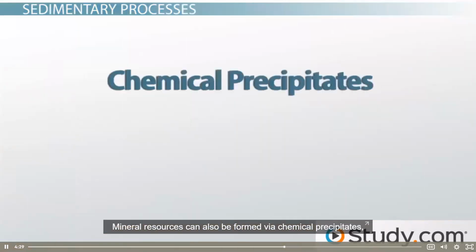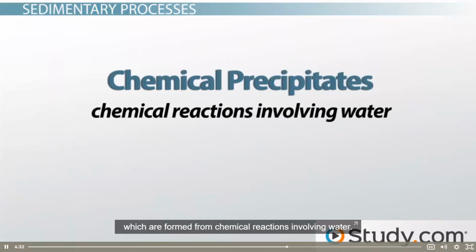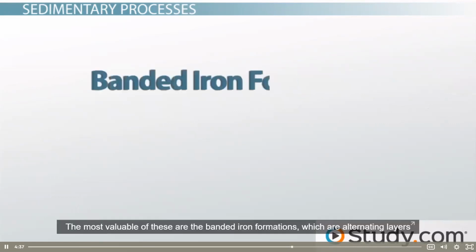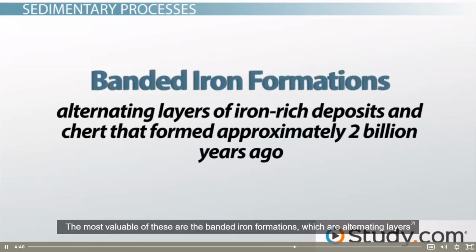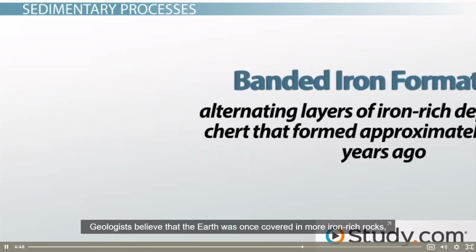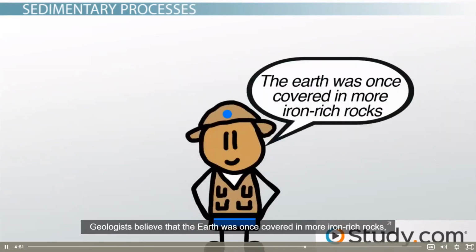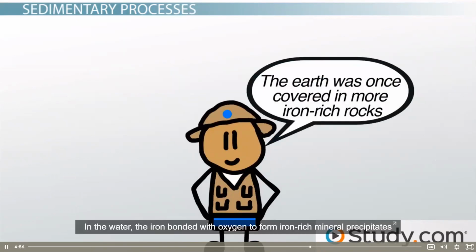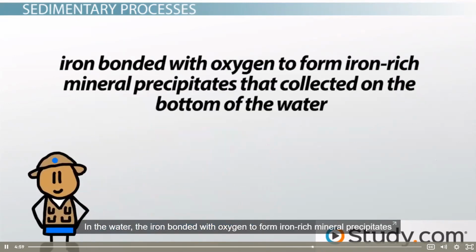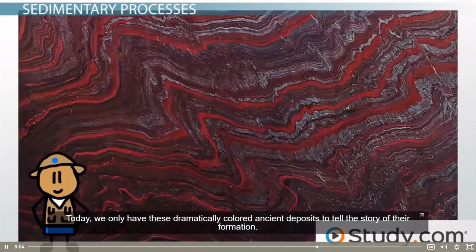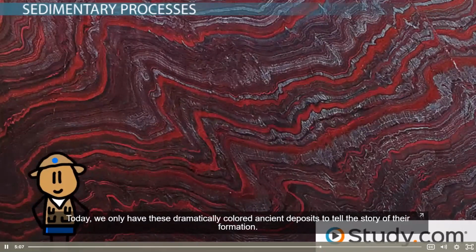Mineral resources can also be formed via chemical precipitates, which are formed from chemical reactions involving water. The most valuable of these are the banded iron formations, which are alternating layers of iron-rich deposits in chert that formed approximately 2 billion years ago. Geologists believe that the Earth was once covered in more iron-rich rocks, which were eroded by surface water. In the water, the iron bonded with oxygen to form iron-rich mineral precipitates that collected on the bottom of the water. Today, we only have these dramatically colored ancient deposits to tell the story of their formation.